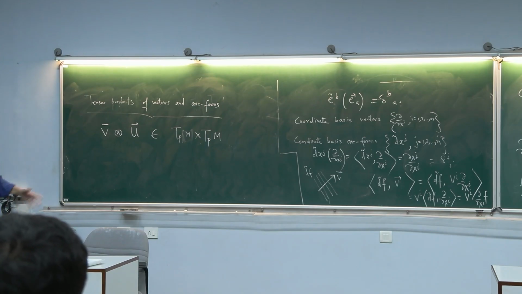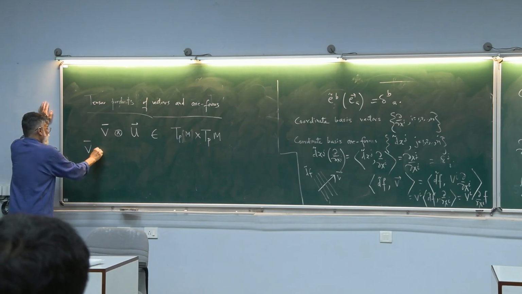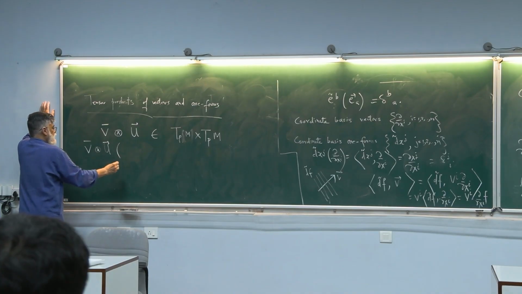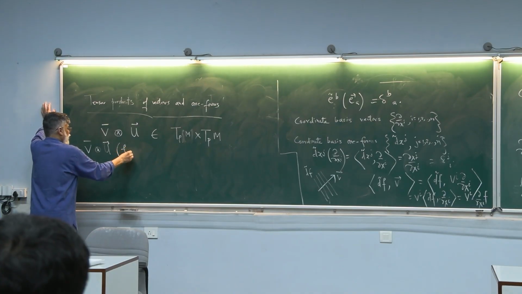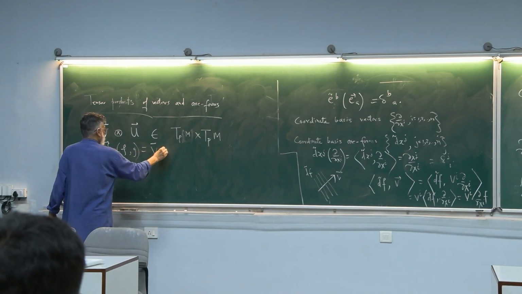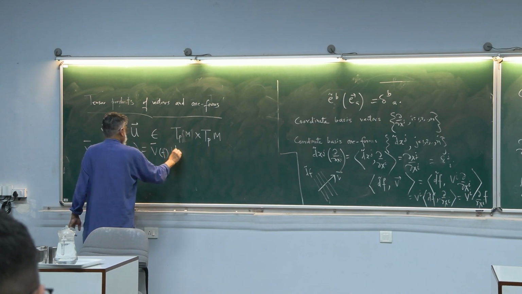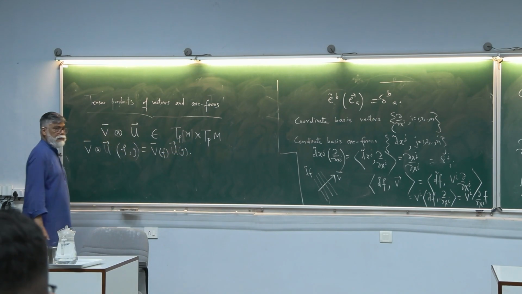So, when V tensor U acts on a pair of functions, let us say f and g, what you get is V of f, which is a real number, multiplied by U of g. That is what they do. That is what a tensor product is.